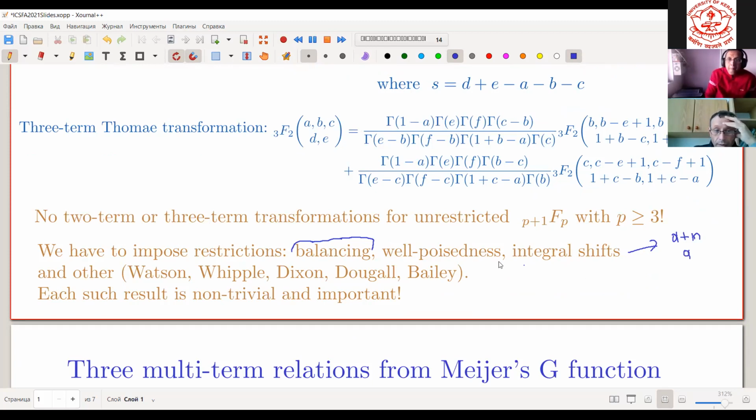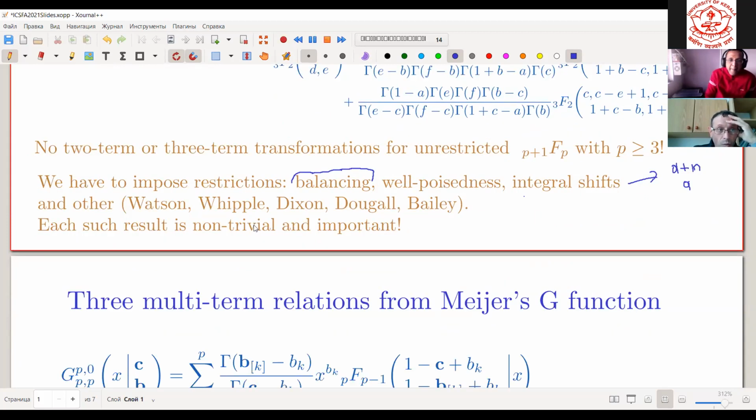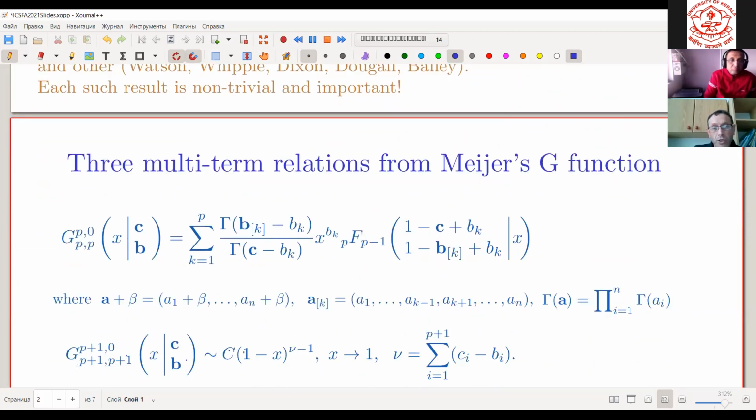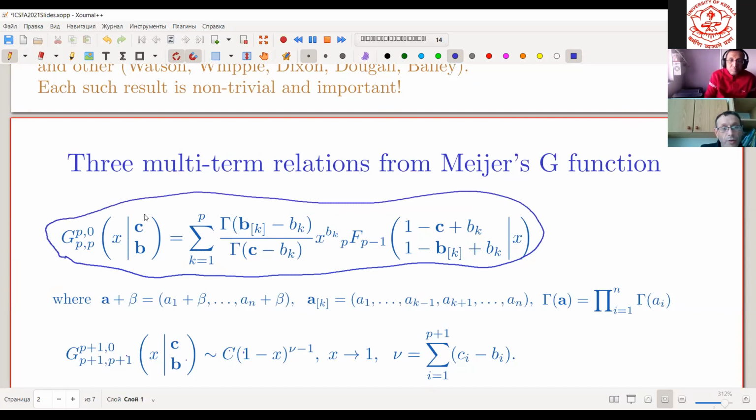In fact, these are some examples. Three of them come from the properties of the Meijer G function. I will not go into a detailed definition; I will not need it in this talk. Let me just say that you can think of it as this combination of hypergeometric functions. Let this be the definition of this specific type of Meijer G function. And it is known what its asymptotics are as x goes to 1.